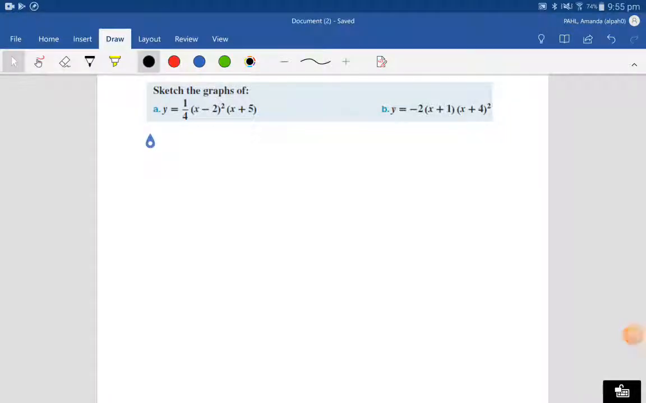Okay, so we are going to sketch the graph of y equals 1 over 4 (x − 2) squared (x + 5). Now, because I have a squared and an x here, if I was to multiply those out, I would end up with a cubic. So what we're looking at is a cubic.